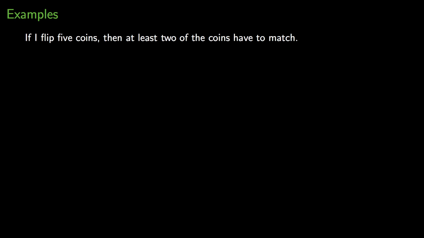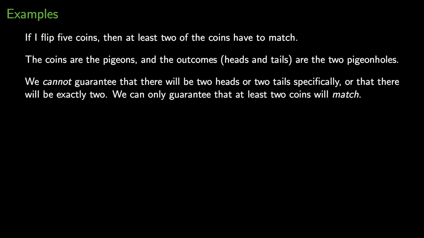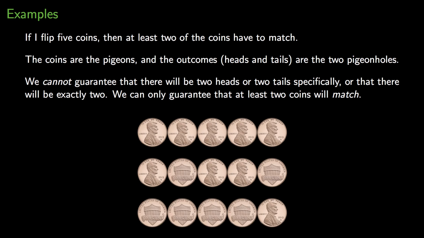Another example, if you flipped 5 coins, then you know that at least 2 of those coins have to match. In this case, the coins are the pigeons and the outcomes, which are heads or tails, are the 2 pigeonholes. You can't guarantee much. You can't guarantee that there will be 2 heads. You can't guarantee that there will be 2 tails. You can't guarantee that there will be exactly 2. You could have all 5 heads. You could have 3 heads and 2 tails. You could have 4 tails and 1 head. So many possibilities.